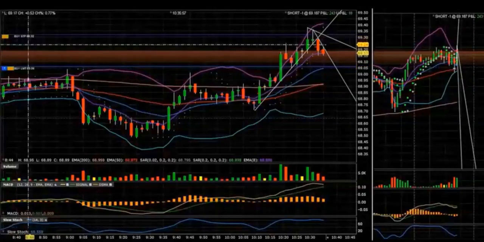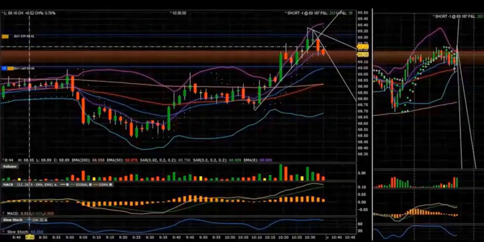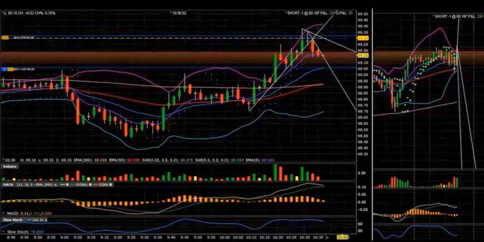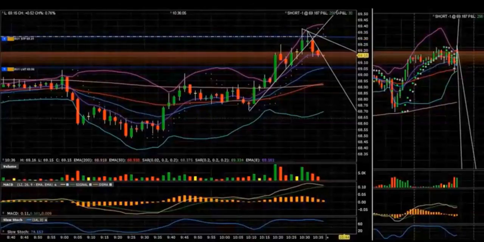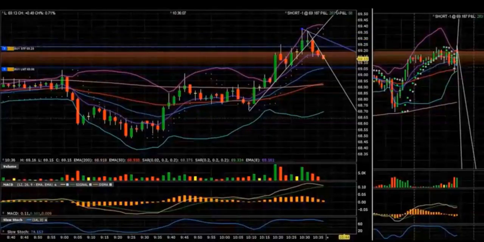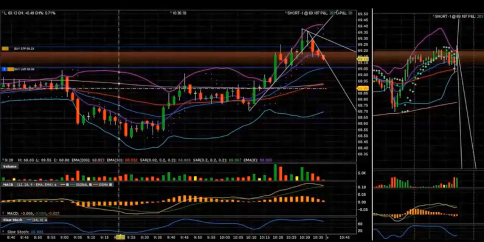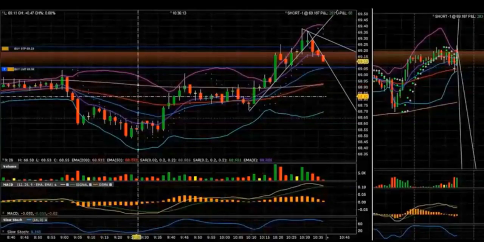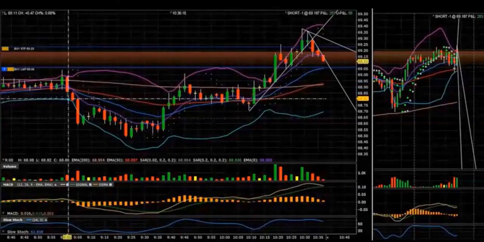And my risk is 13 cents. I don't know why my risk is so high. I need to move that down. Now actually my risk is much lower because it's 19 to 23, which is a 4-cent risk.